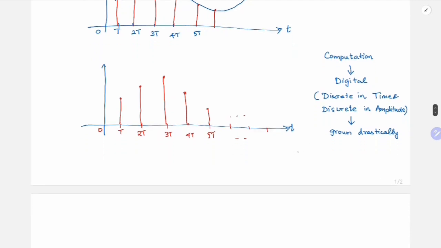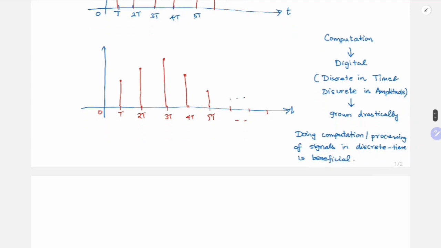So doing computation or processing of signals in discrete time is beneficial. So this is the necessity of why we go for it.